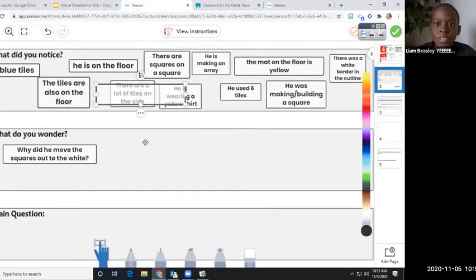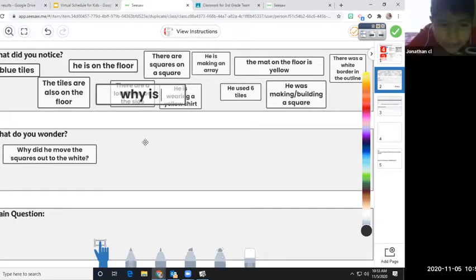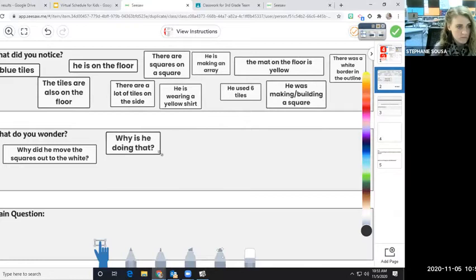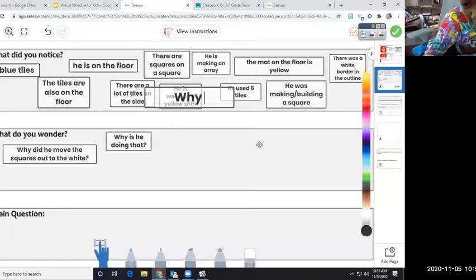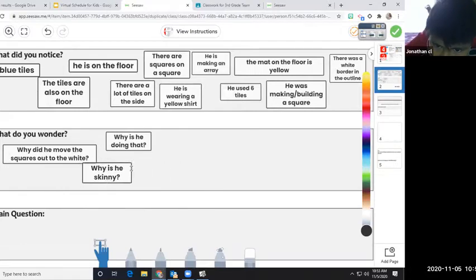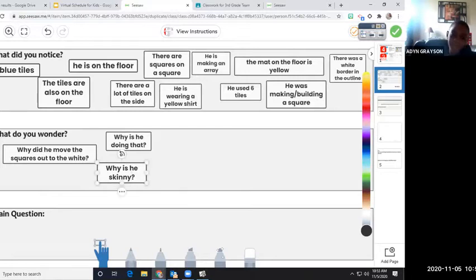There was purple. He was doing a square with the pieces. Building. Why is he so skinny? What is he doing with the purple outline? Oh, we have people talking over each other. I can't hear. Why is he so skinny? What was he building? He was doing a square with the pieces. Where is he? Why is he using blue tiles?